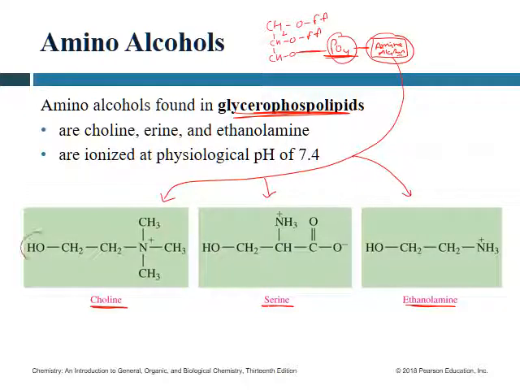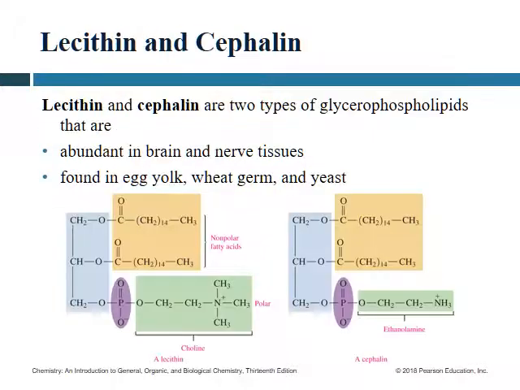Because you have an alcohol group in here. So now let's talk about the types of glycerophospholipid. How many different types of glycerophospholipid can we find in the body? We have two different types. One is lecithin, the second is cephalin.